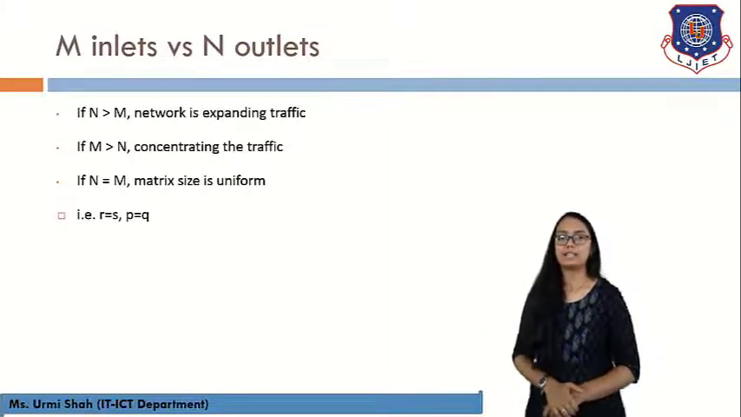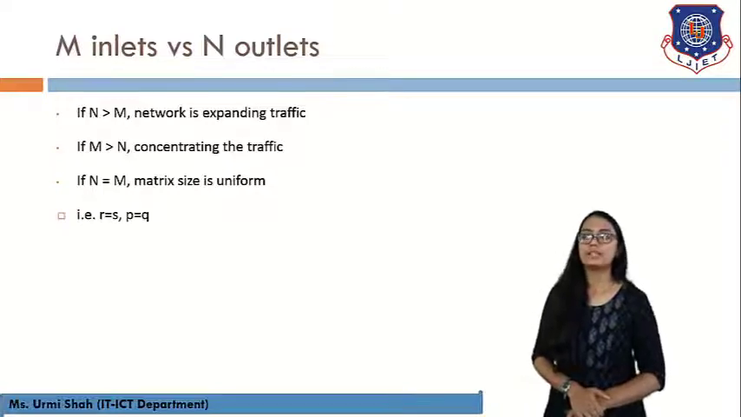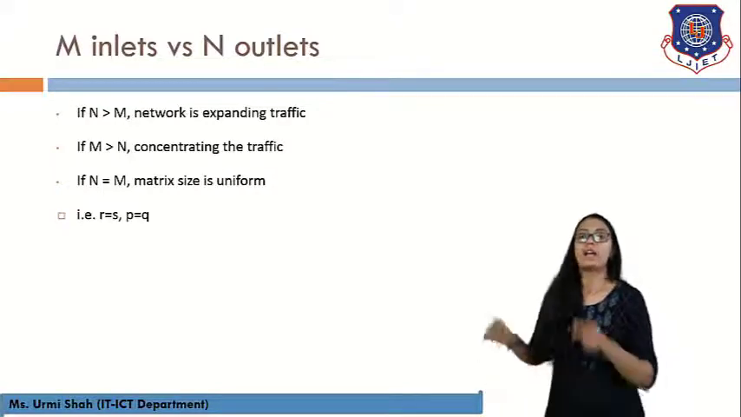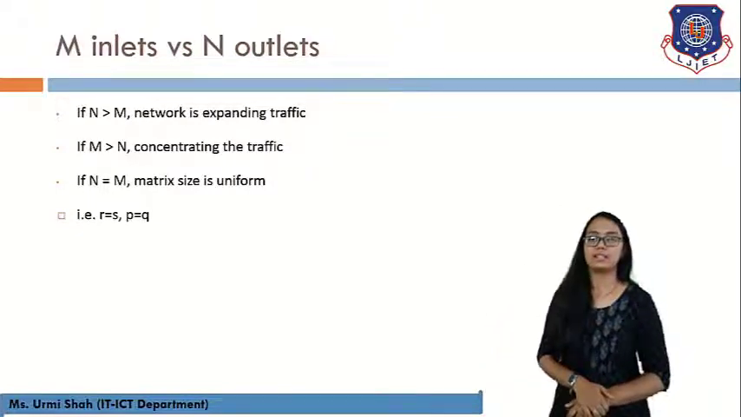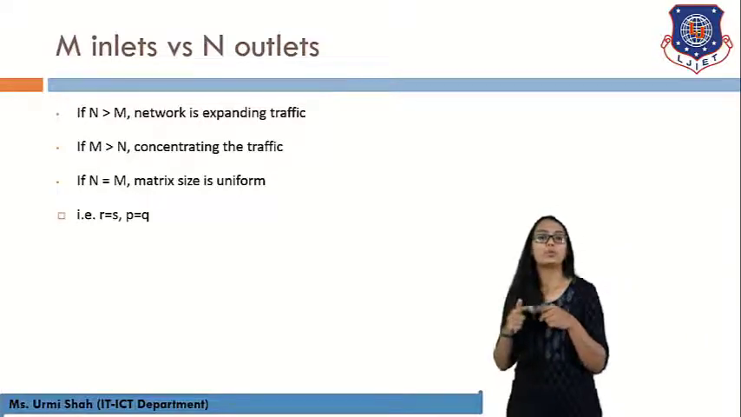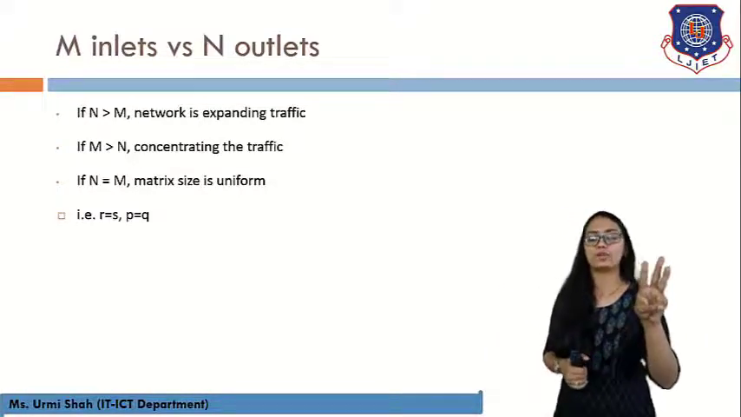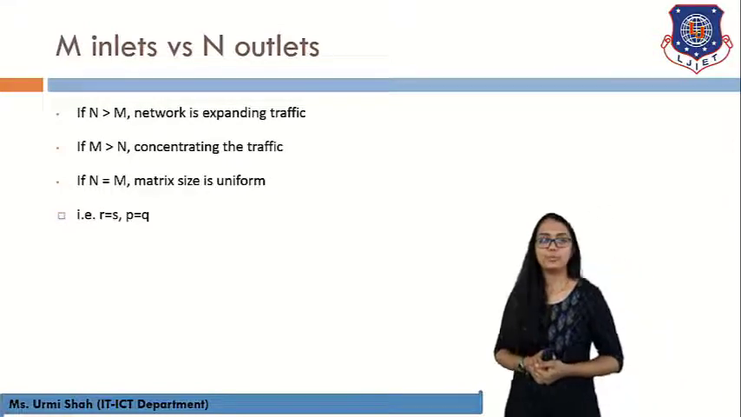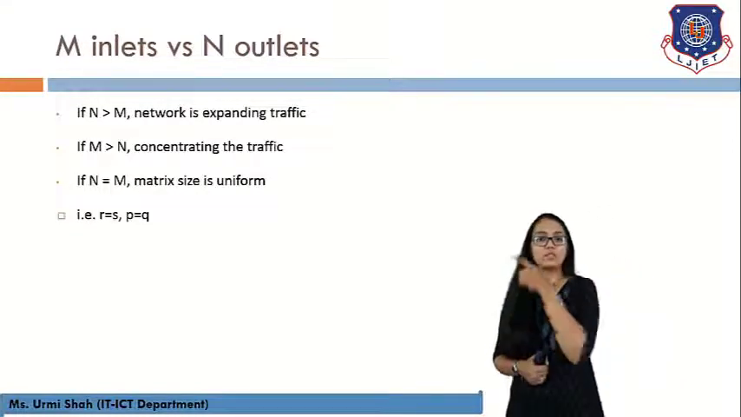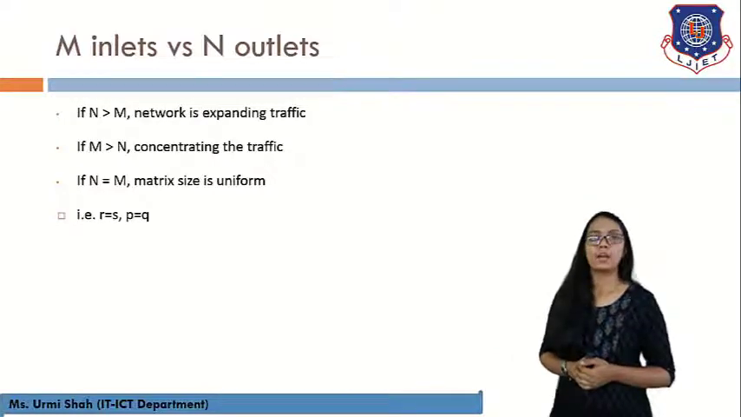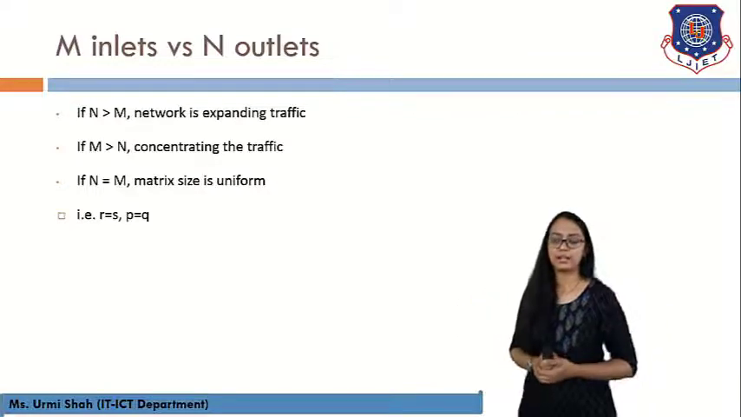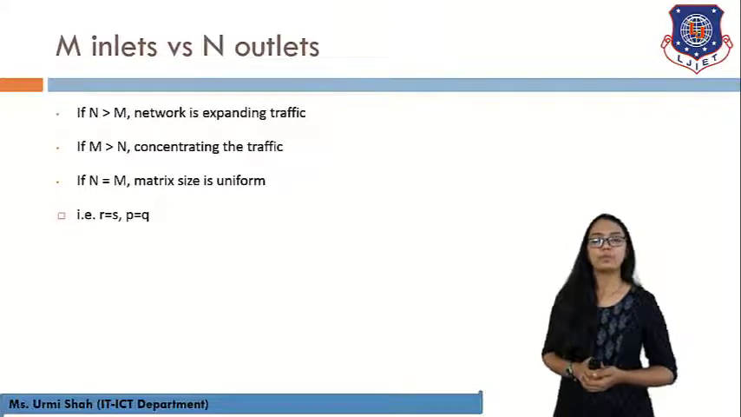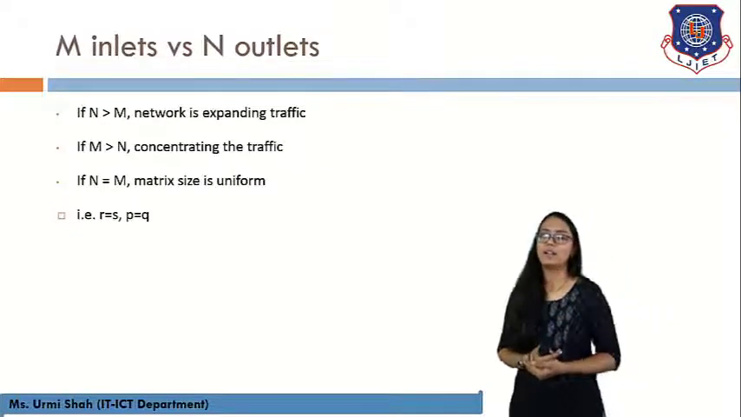Basically, if N is greater than M, the network is expanding traffic, and if M is greater than N, then it is concentrating the traffic. These things we will be able to understand when we learn about the third unit of our Telecommunication Engineering subject, which is related to traffic engineering. So if N is greater than M, then your network will have expanded traffic. But if your network has more inlets than outlets, then it will be concentrating the traffic.